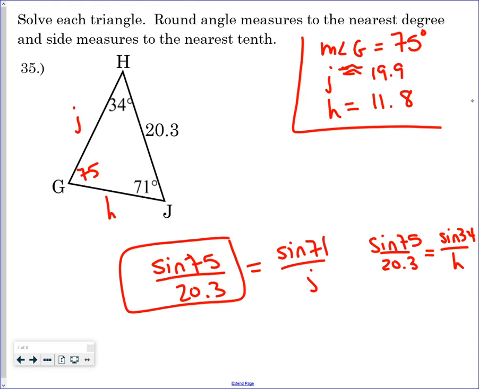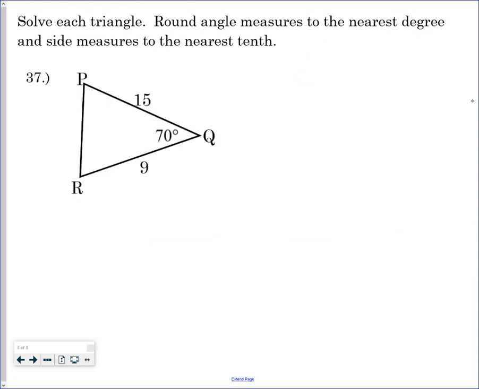Okay? So we found all the missing pieces. That's what they wanted us to do. Does anyone still need this page? I want to make sure we get the last one done. Are we good? All right, if you need me to come back, let me know, okay?